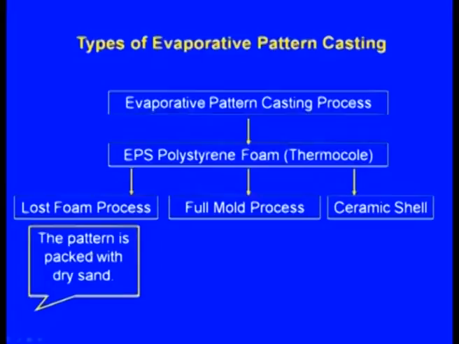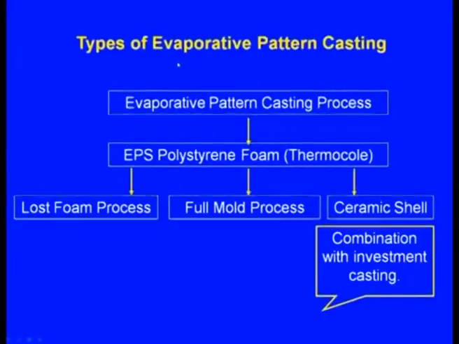In the case of the lost foam process, the pattern is packed with dry sand, and this is widely used nowadays. Whereas in the full mold process, the pattern is supported with green sand, and the ceramic shell is a combination with the investment casting process. A thick ceramic shell is created around the polystyrene pattern, similar to the investment casting process. So that is how we have seen the evaporative pattern casting is superior to the lost wax process or the investment casting process.